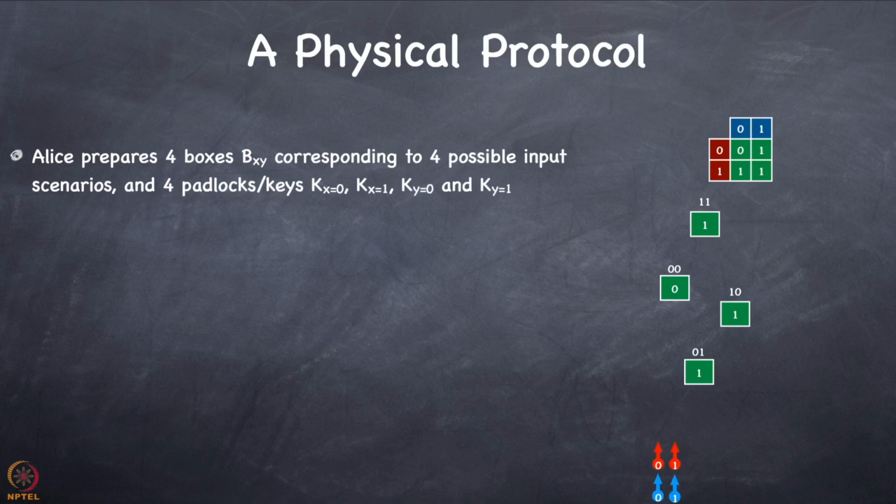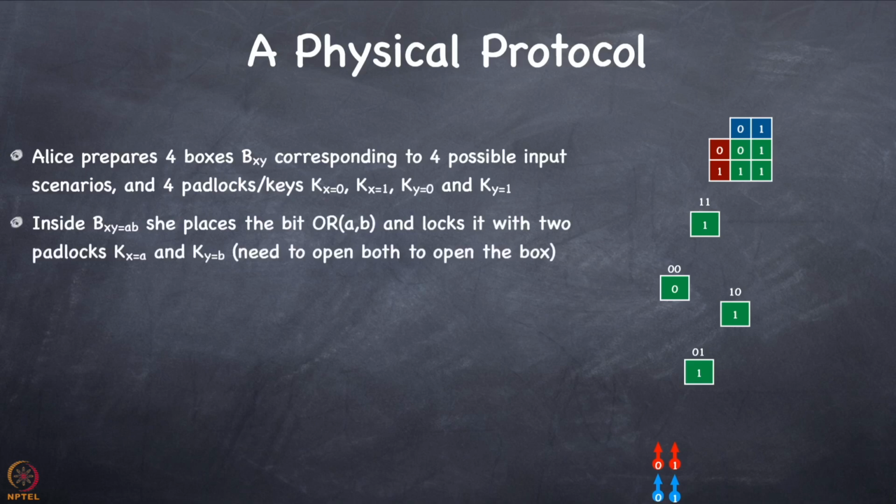And these were the keys. The red is x and the blue is y. So there are key x equal to 0, x equal to 1, y equal to 0, y equal to 1. Those are the 4 keys. Okay, so this is what I said so far. Alice has picked these, and she placed inside each box the bit R of AB.